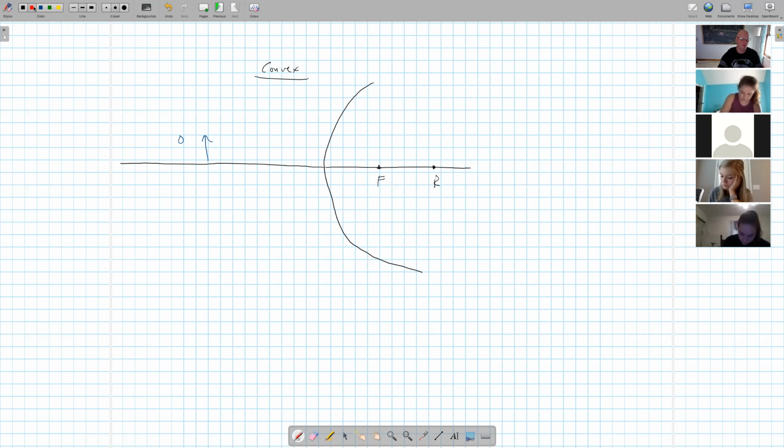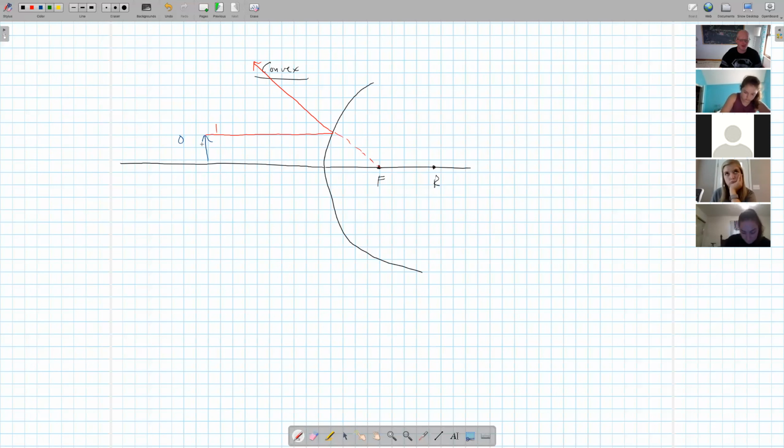Now this one is a little bit more tricky. What's going to happen is ray number 1 is still going to be a ray which goes parallel to the principal axis and hits the mirror, but unlike before, where it gets reflected through the focal point, it's actually going to diverge away from the mirror along the line which connects to the focal point. So ray number 1 goes parallel to the principal axis, gets reflected, and diverges away from the mirror as if it came from the focal point. Okay, so this is ray number 1.